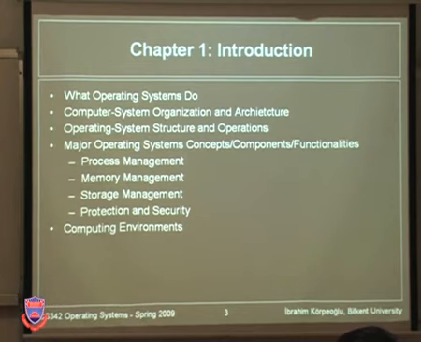And then we will briefly describe the general operating system structure and operations. And also we will describe briefly the major operating system concepts and components and functionalities. Those include the process management, memory management, storage management, protection and security, input, output, and so on, okay? Then we will talk about the computing environments where the operating systems are run, the operating system functionality is needed, and so on, okay? And we will close the first chapter in this way.